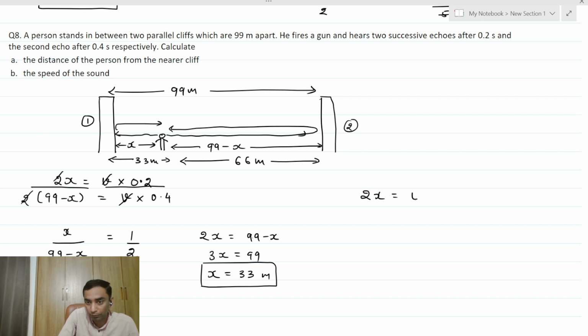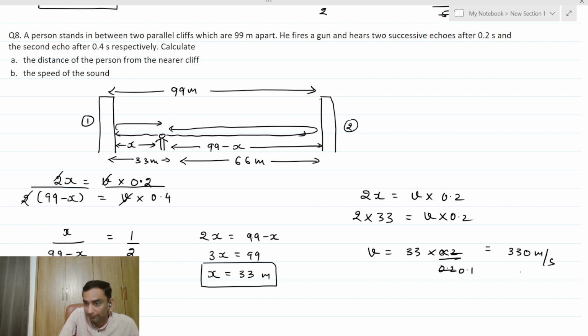So 2x is equal to v into 0.2. So 2 into 33 is equal to v into 0.2. So here v will be equal to 33 multiplied by 2 divided by 0.2. So 2 ones are 2, 0.1. So 33 by 0.1 is 330 meters per second.